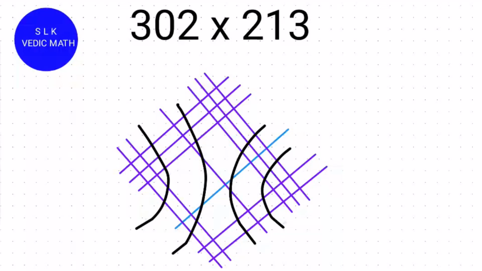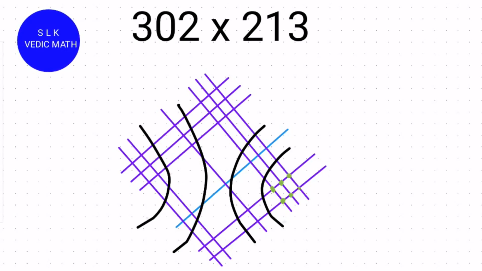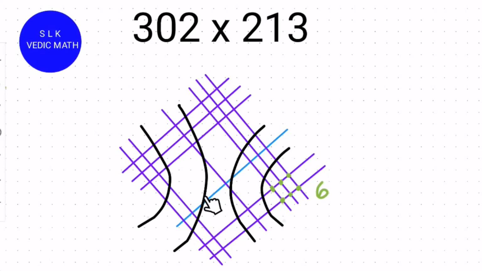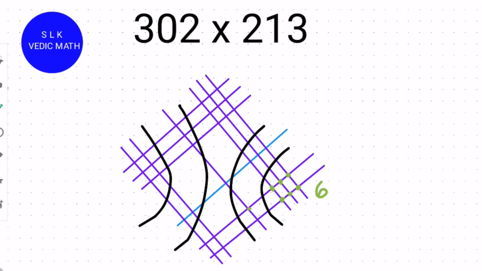Now let's group the intersections. So 1, 2, 3, 4, 5 and 6. Next, since the blue line comes here, we don't take these. So we only count over here. So 1 and 2. So we write 2.